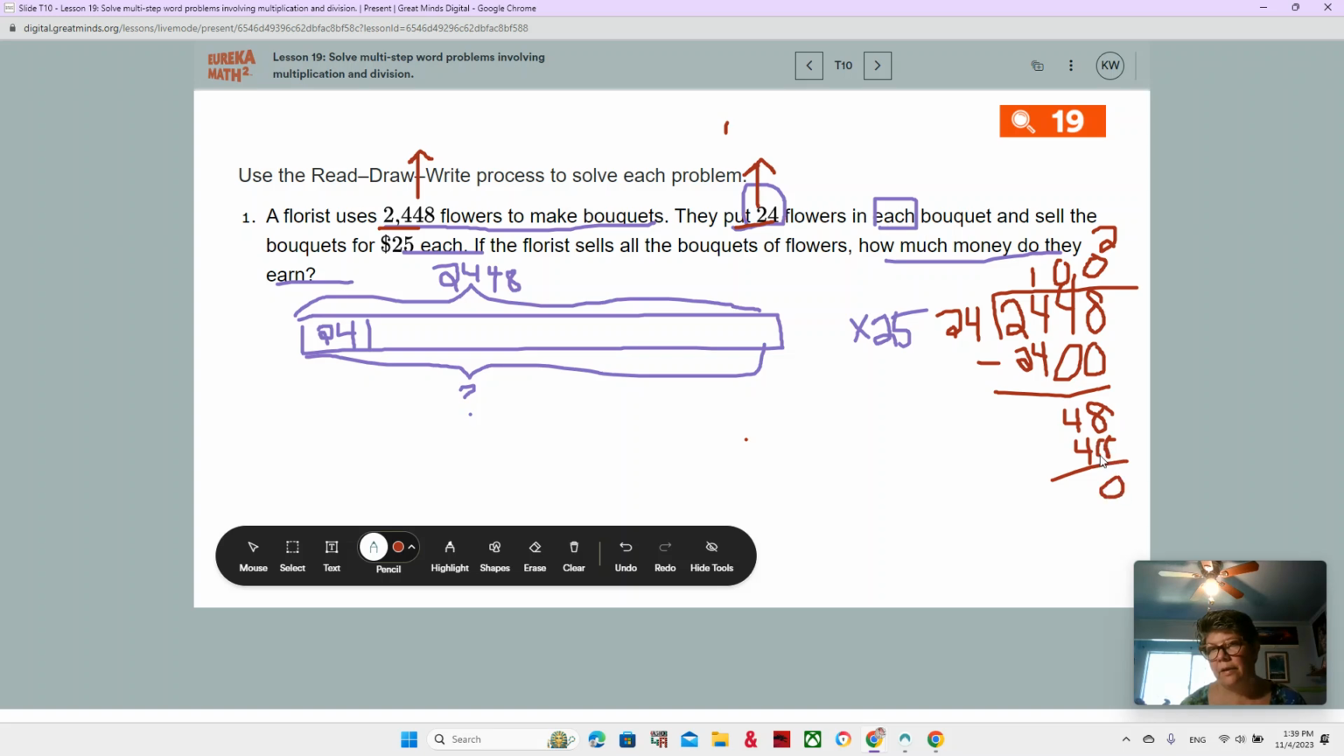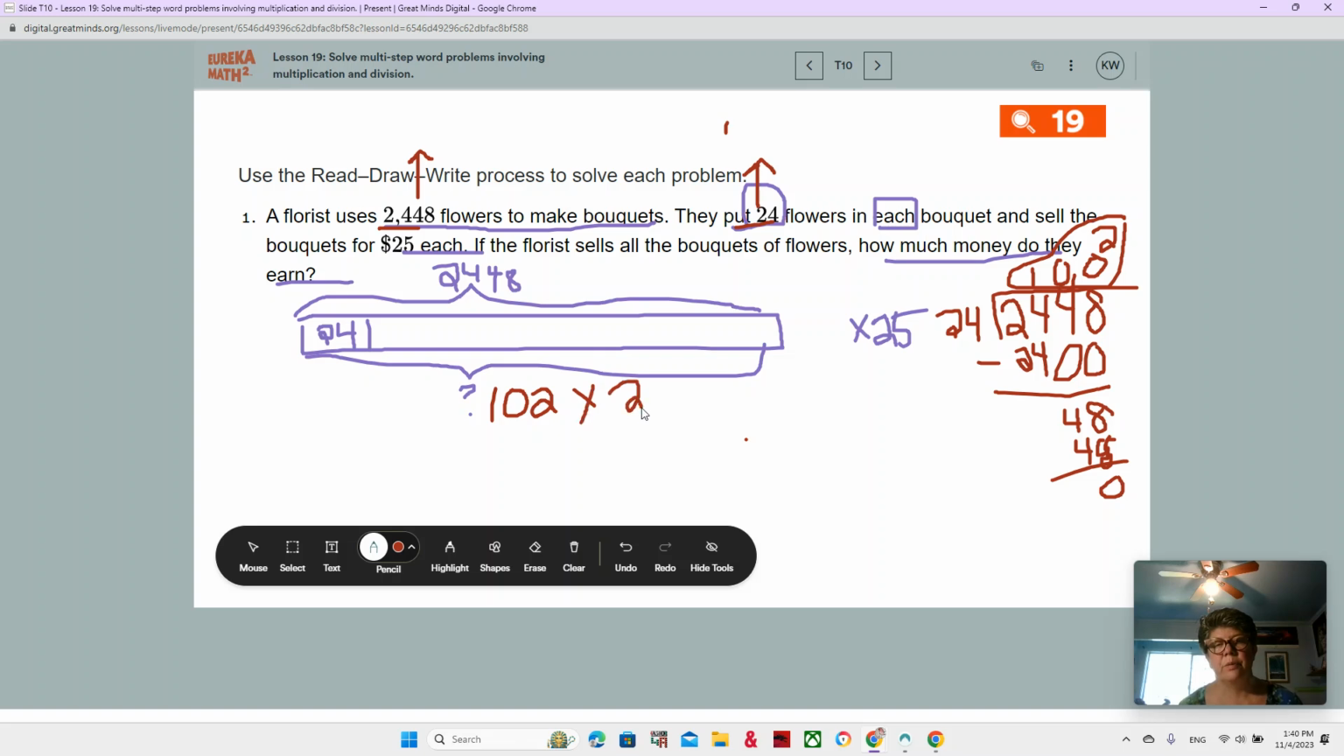And then our remainder would be 0. So all of the flowers are going to fit into bouquets, and they're going to fit into 102 bouquets, right? Because we have our 2 quotients here, 102. All right, and now we have to do another part and multiply that by 25 to find out how much money the florist is going to earn.